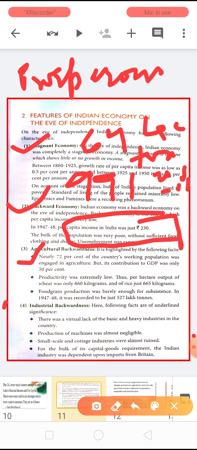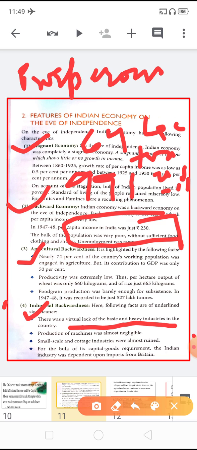This is basically a comparison, children. The next one is your industrial backwardness. Children, here the following facts are of underlined significance. The first one is there was a virtual lack of basic and heavy industries in India. I mean, in our country, the industries were not good enough for an increase in the Indian economy.